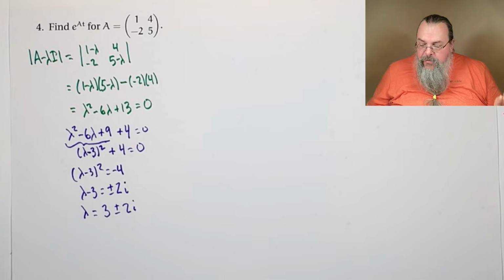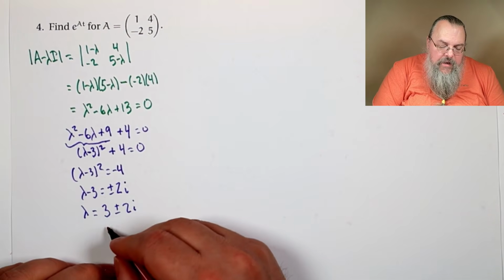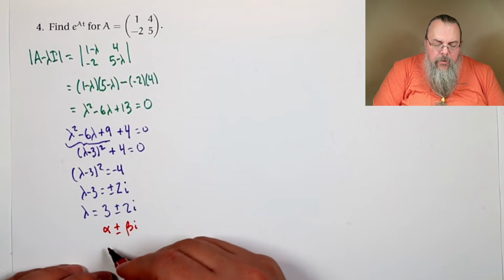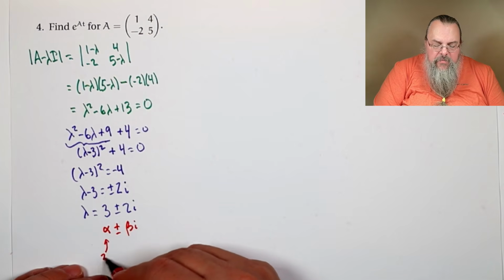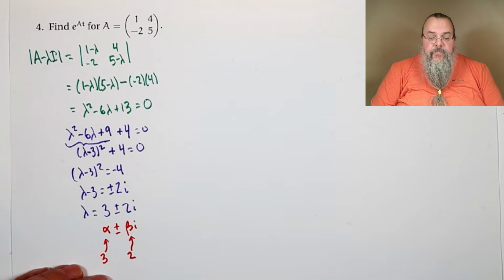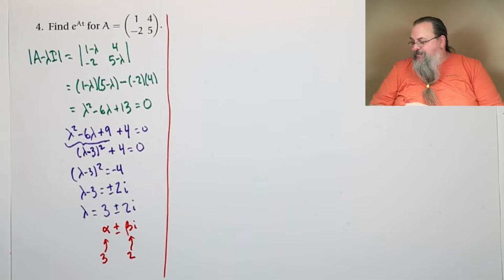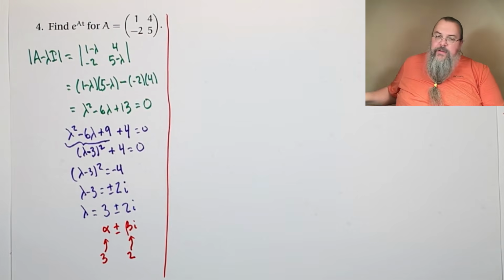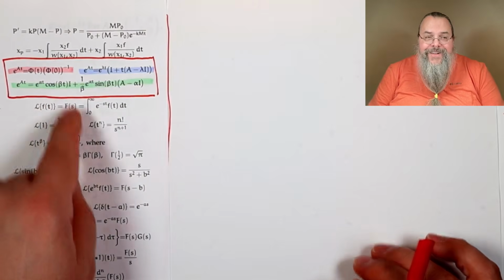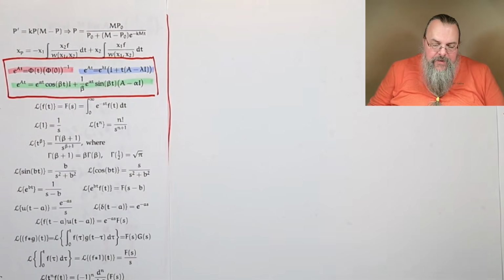Okay, so what I'm going to do before I grab the formula sheet is to note that this looks like an alpha plus minus beta i, where alpha to be explicit is 3, and beta to be explicit is 2. All right. Now, formula sheet time. And the formula for e to the at is the big, long one. So I'm going to write that again for reference.